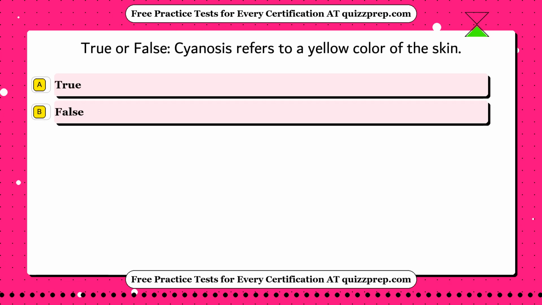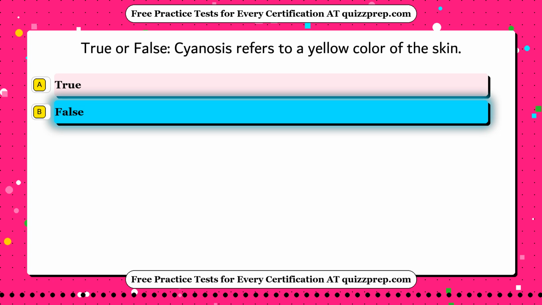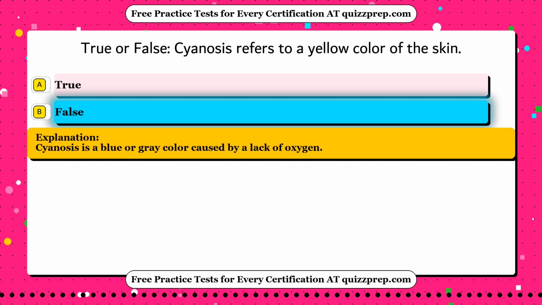Question 128. True or false, cyanosis refers to a yellow color of the skin? Option A, true. Option B, false. The correct answer is option B, false. Cyanosis is a blue or gray color caused by a lack of oxygen.